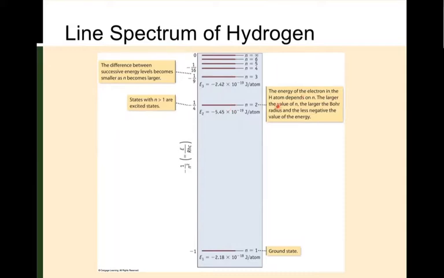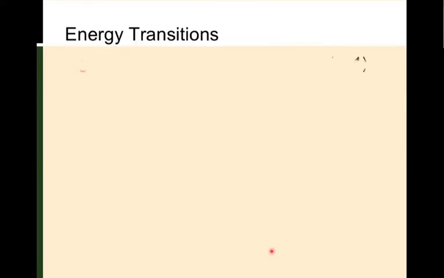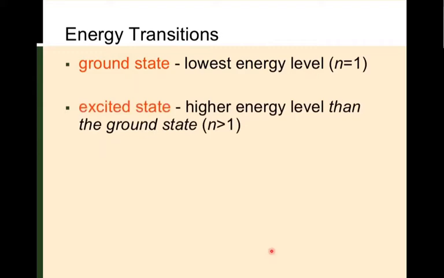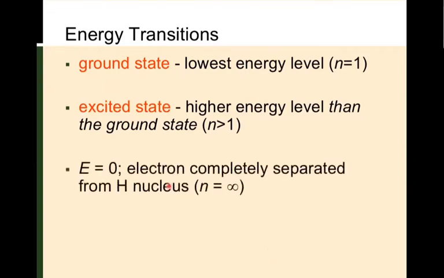The energy of the electron in the hydrogen atom depends on n. The larger the value of n, the larger the Bohr radius, and the less negative the value of the energy. And here's the ground state down here. This is the most stable. So energy transitions. The ground state is the lowest energy level where n is equal to 1. An excited state is any higher energy level than the ground state. So therefore n is greater than 1. So n is equal to 2, n is equal to 3, and so on. And then E is equal to 0. The electron is completely separated from the hydrogen nucleus.